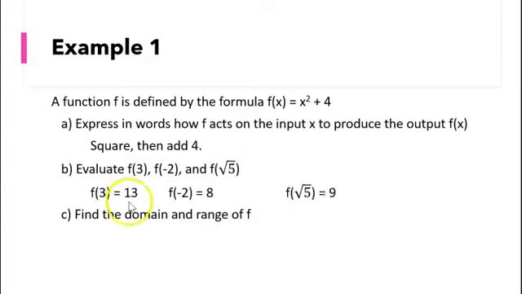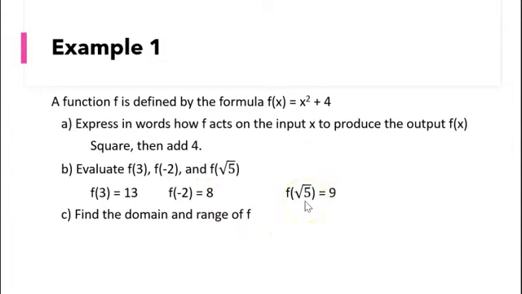I'll show you what they are. Okay, I got 3 squared is 9, plus 4 is 13. -2 squared is +4, and then plus 4 is 8. And the square root of 5 squared is 5, and plus 4 is 9.